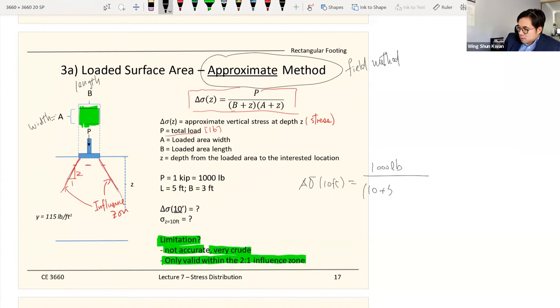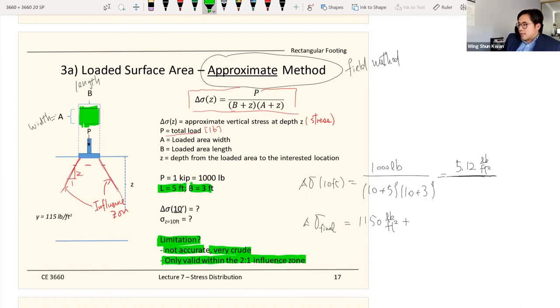5 feet, and the width is like 3 feet. So this is feet and feet, and then you do your calculations. So 5.12, I think it's a pound per cubic feet square, right?